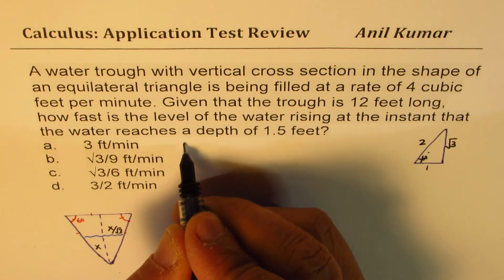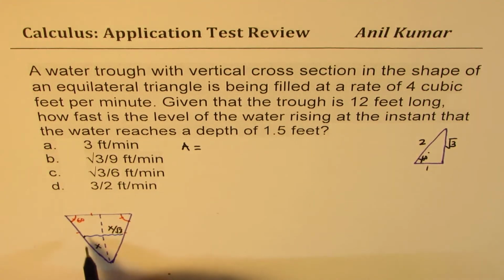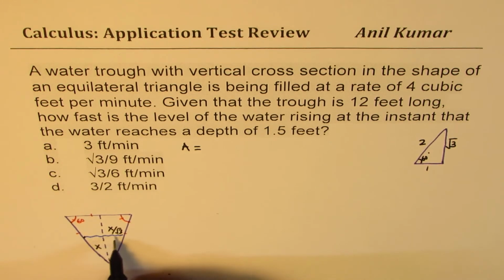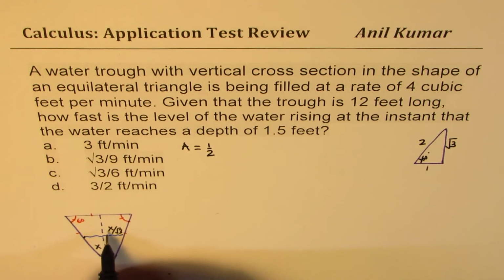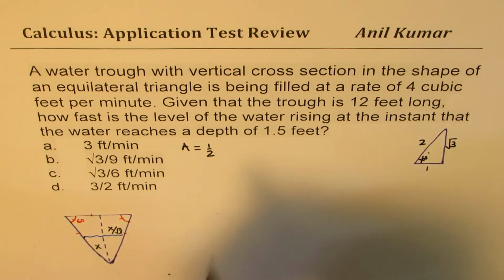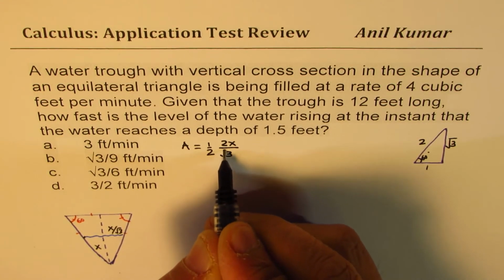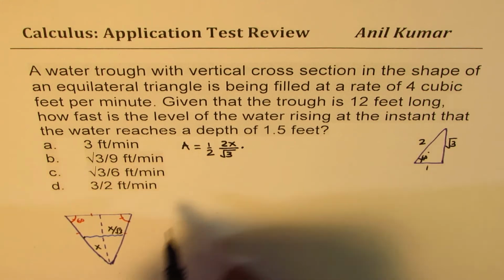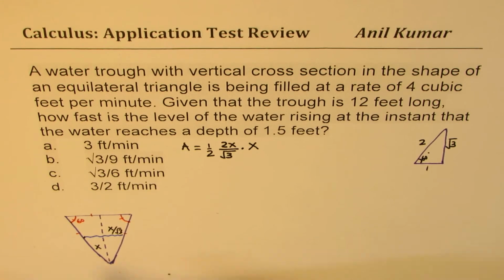So now, what is the area of this triangle? The whole triangle, the water area will be half base into height, right? So half of base will be, this is x over square root 3 this side, x over square root 3 the other side also. So the base is 2x over square root 3, right? Half base into height, which is x. So that becomes the area.